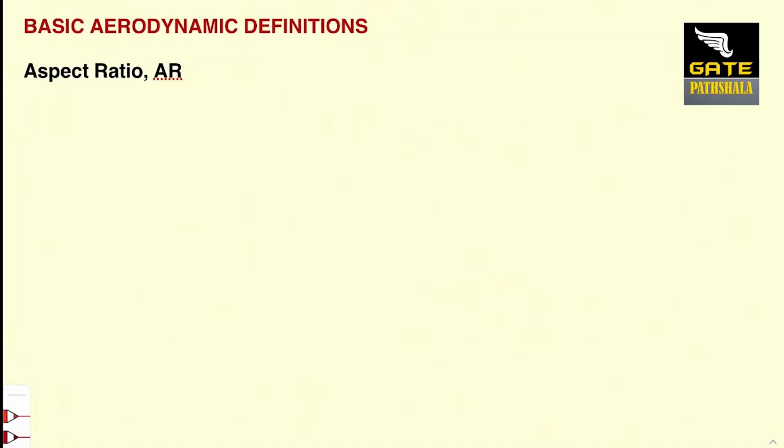In basic aerodynamic definitions, let us study aspect ratio. Aspect ratio is defined as the ratio between the wingspan B and the wing mean aerodynamic chord C bar. So I can write the aspect ratio as B by C bar.